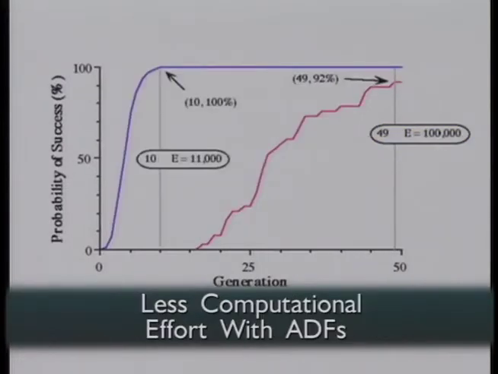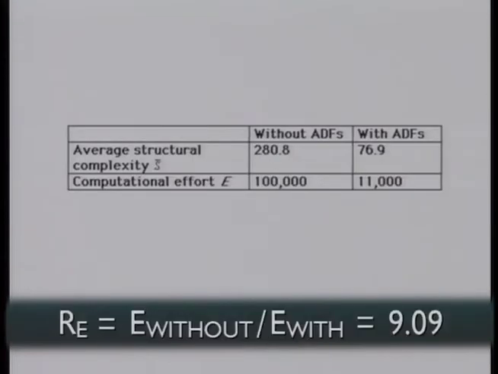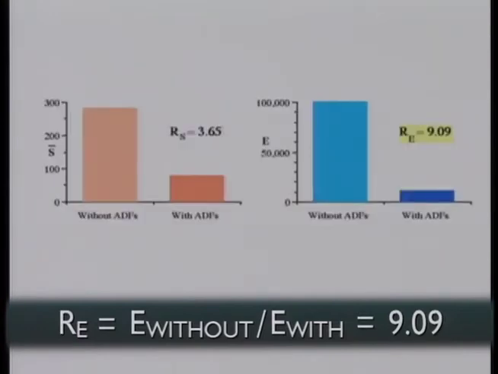The better performance with automatically defined functions is obvious, a 9-to-1 improvement. The efficiency ratio comparing the computational effort is 9.09 for this problem. Since this ratio is greater than 1, less computational effort is required with automatically defined functions than without them, and automatically defined functions are seen to be beneficial for this problem.